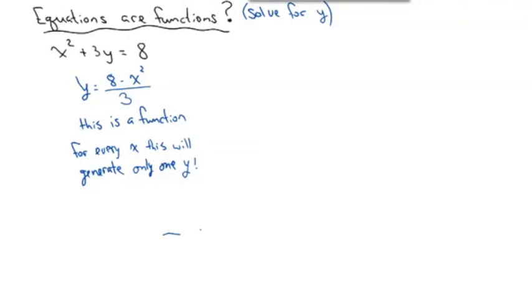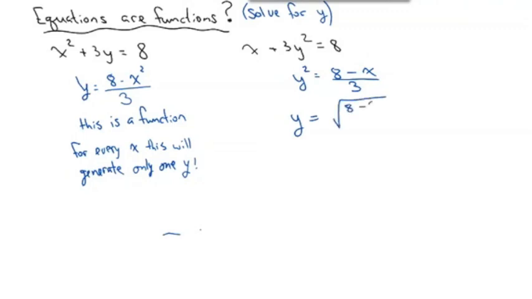So if the y was squared? Ah, now that gets a little trickier. So what happens if the y is squared? Let's just change it over to x plus 3y squared is equal to 8. How do you solve this one for y? Subtract the x over, and then you divide by 3. So you're going to get y squared is equal to 8 minus x divided by 3. Then you have to square root both sides and you get y equals the square root of 8 minus x over 3.